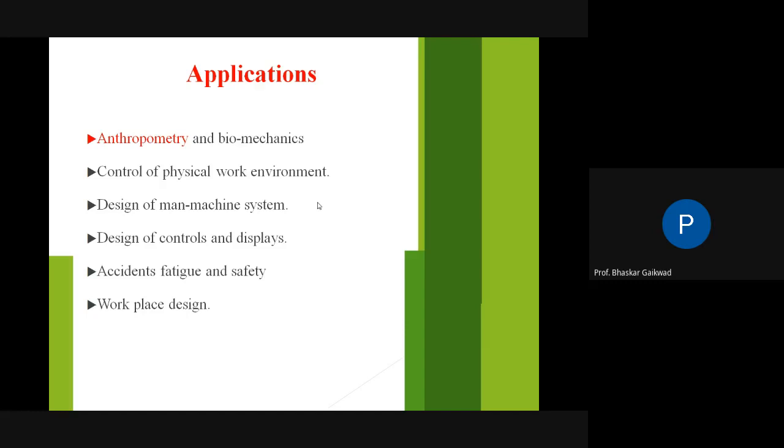Controls means how to control that machine. Maybe different types of levers, different types of knobs, and different types of buttons are there. So while designing these things, we require the ergonomic principle. Display boards of CNC and VNC machines are designed as per our requirement. Then accident, fatigue and safety: from the accident or fatigue point of view, we require this ergonomics principle.